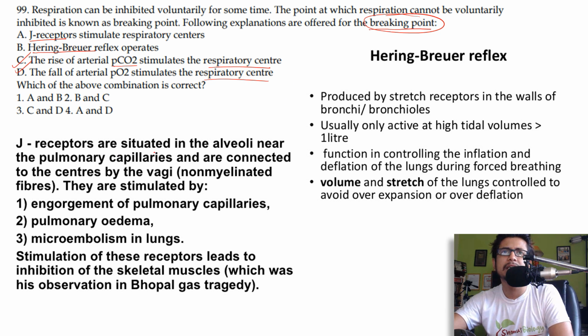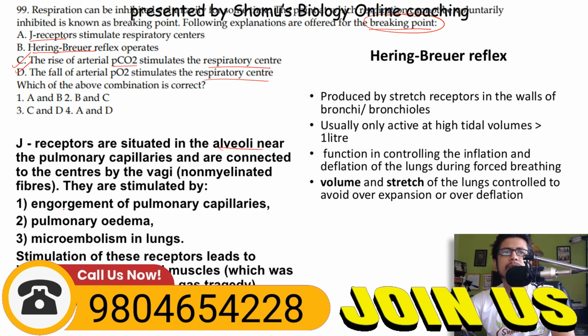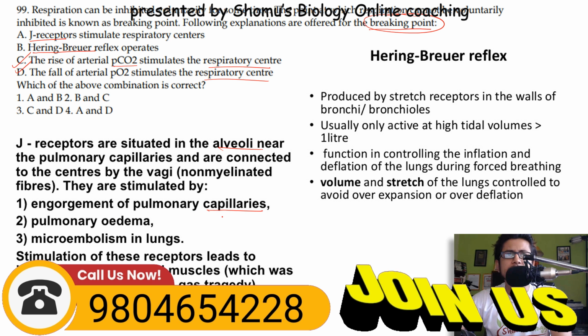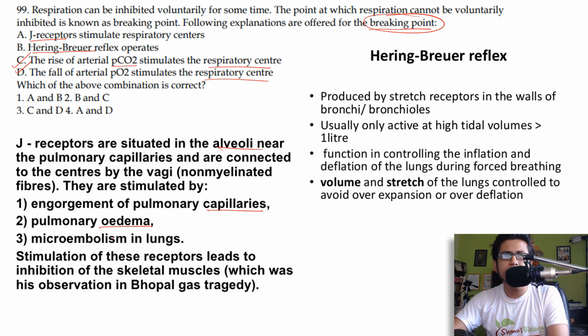J receptors are situated in the alveoli wall near the pulmonary capillaries, and they are connected to the centers by non-myelinated fibers. They are stimulated by engorgement of the pulmonary capillaries, pulmonary edema, and microembolism in the lungs, and stimulation of these receptors leads to the inhibition of the skeletal muscles.